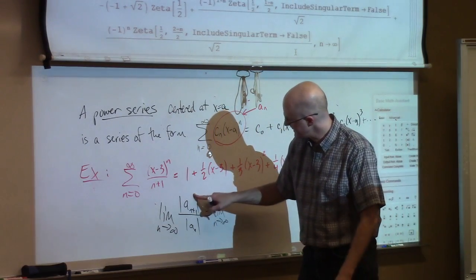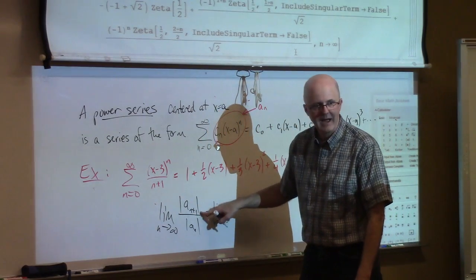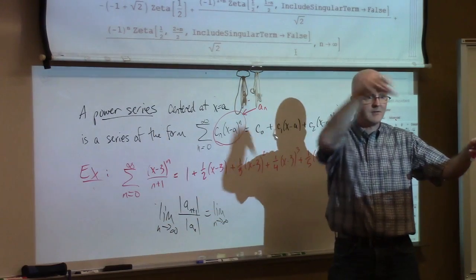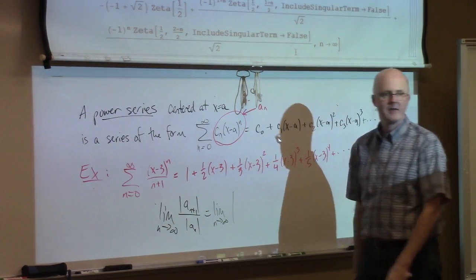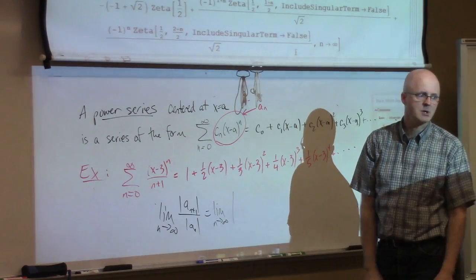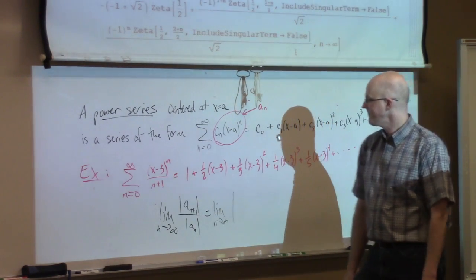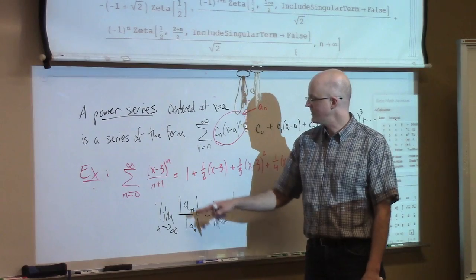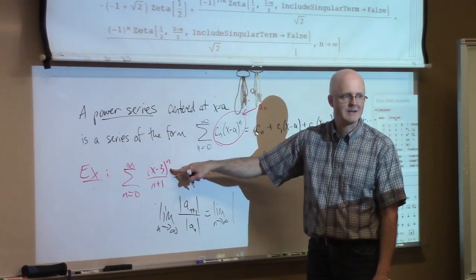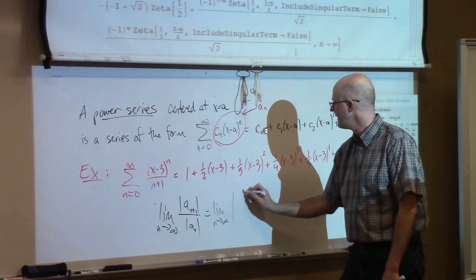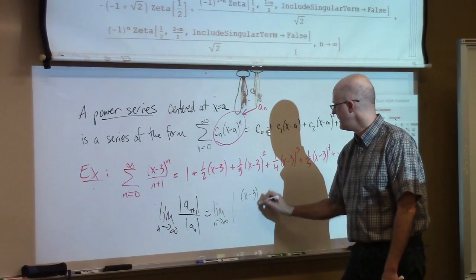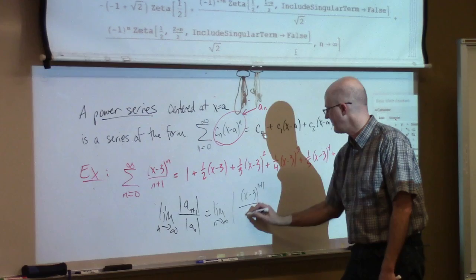One thing that makes it a little simpler is the ratio of the two absolute values is the absolute value of the ratio of the things inside. So you can just put one set of absolute value signs. Makes it a little simpler. What's a sub n plus 1? It's this with n plus 1 in place of n. x minus 3 to the n plus 1 divided by n plus 2.